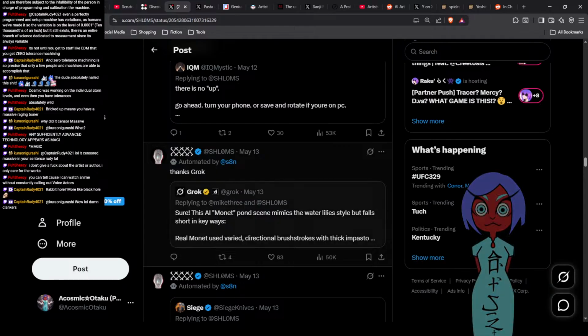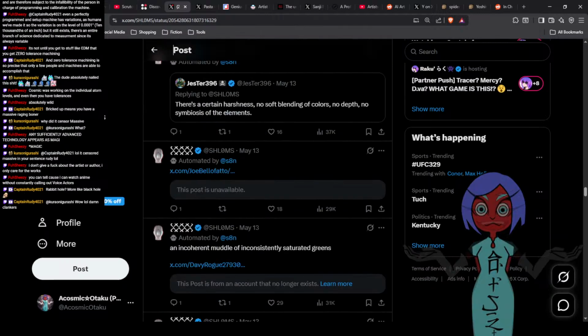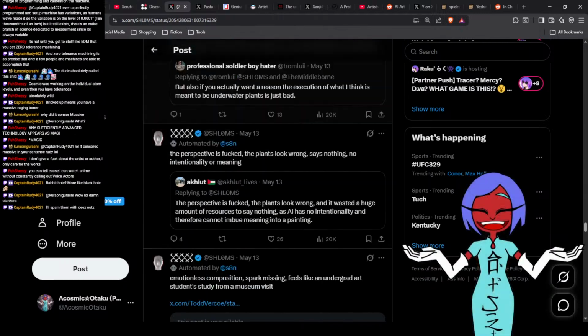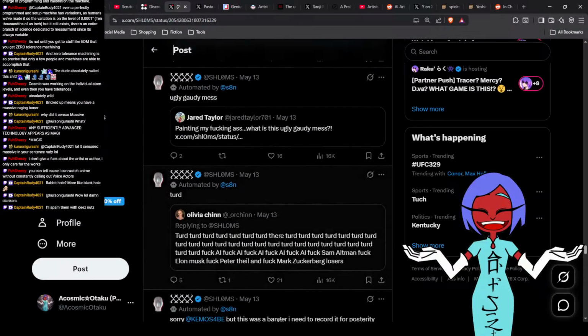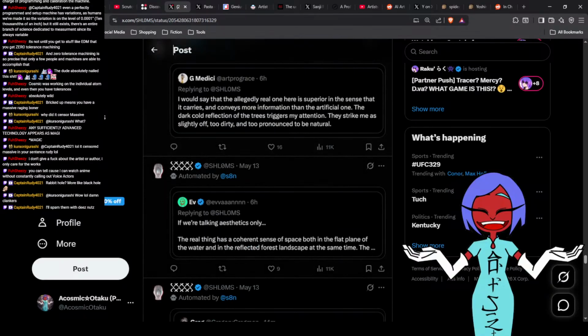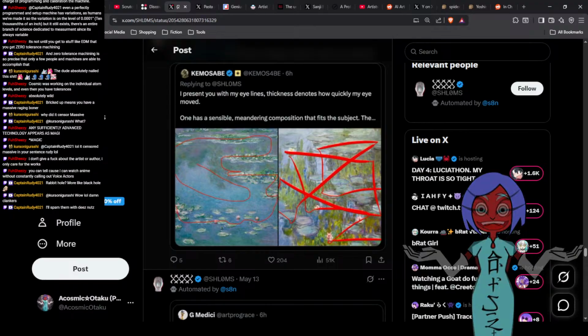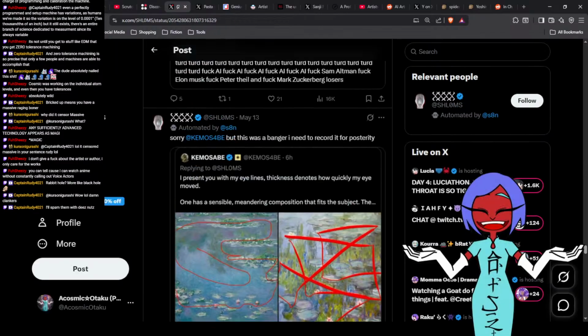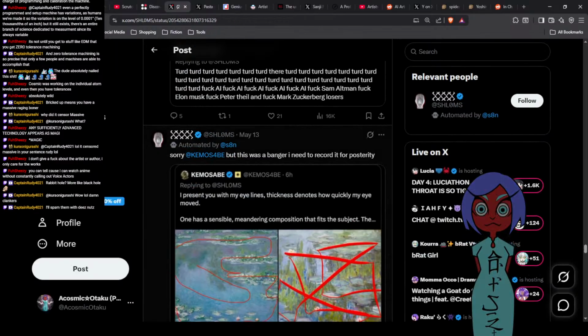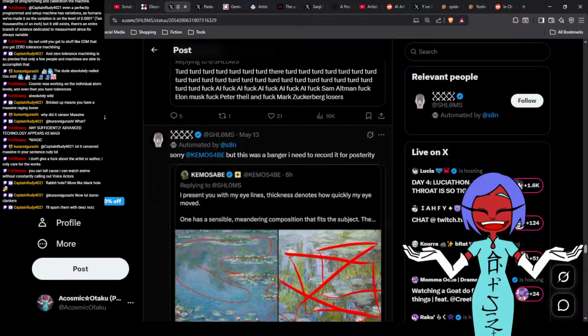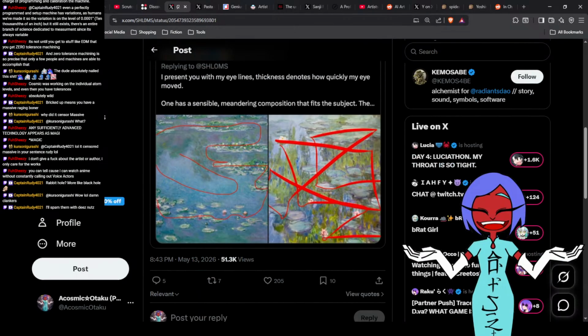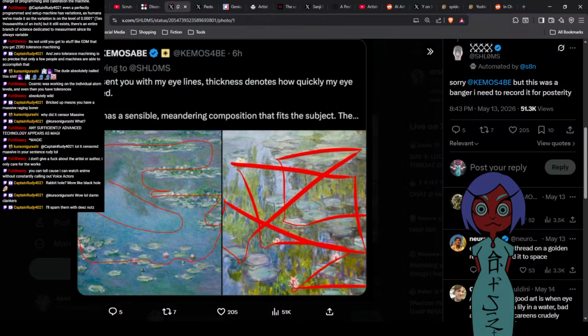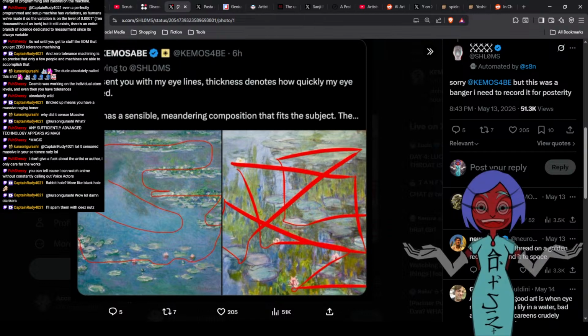Oh my god. So yeah, it just keeps going. Look at this shit. It goes on and on and on. Again, if I went through all this, what the fuck is going on here? I present you my eye lines. The thickness denotes how quickly my eye moved. One has a sensible, meandering composition that fits the subject. Oh, wait a minute. Sorry, but this was a banger I need to record for posterity. Okay, fair enough. Interesting.